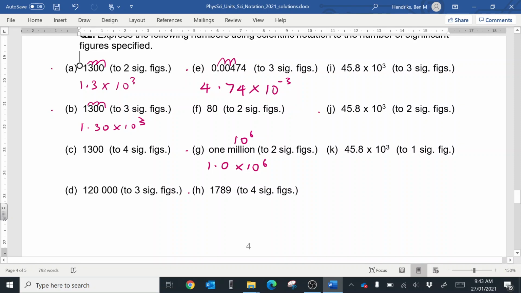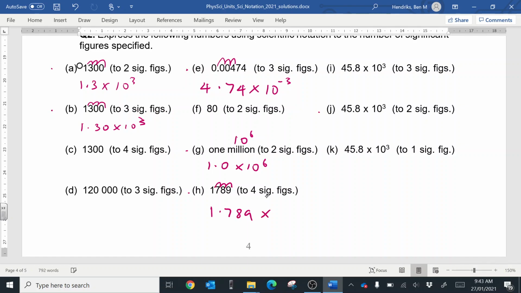Okay. 4 significant figures here for this one. We put our 1 down there, and then we've got 3 zeros after it, so it's 1.789. We want to include all of those times 10 to 3.